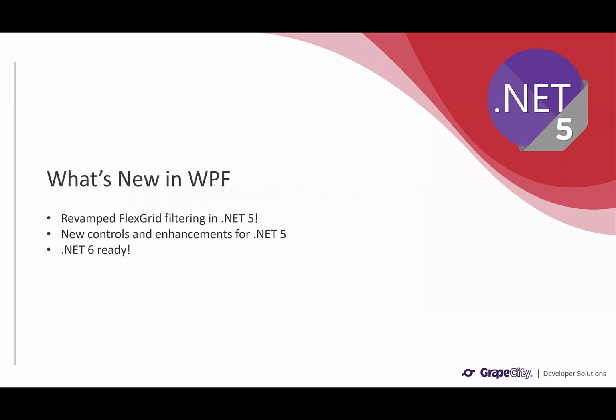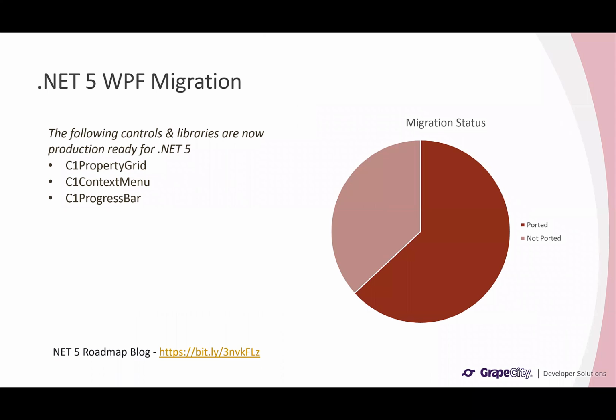Now, on to our WPF edition, where this release, we've been focusing on adding new controls and features to the .NET 5 lineup, including major enhancements to the data filter and filtering features for FlexGrid. We plan to fully support .NET 6 later in this year across all the ComponentOne controls that are currently supporting .NET 5. So with WPF, we're now at about 66% of the way to completing the migration.